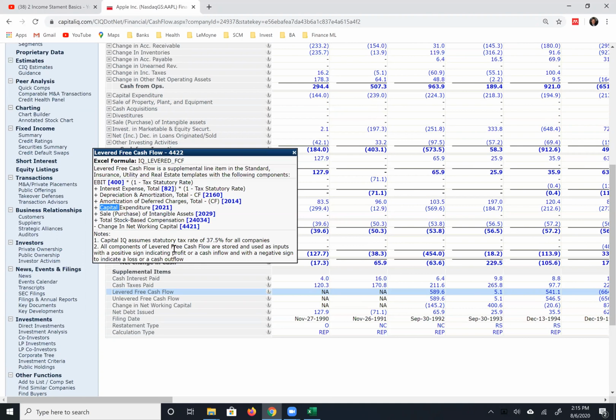All components of levered free cash flow are stored and used as input with a positive sign indicating profit or cash inflow, and a negative sign indicating loss or outflow.